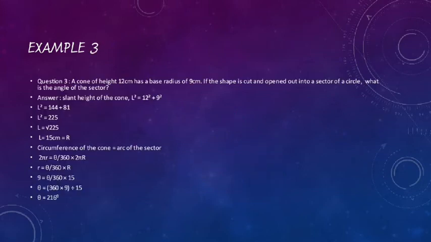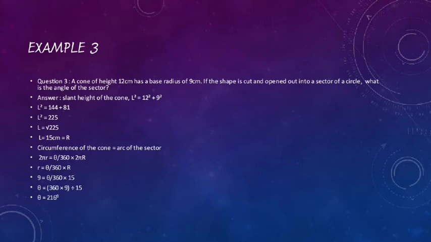Example 3. Question 3 now. A cone of height 12 centimeters has a base radius of 9 centimeters. If the shape is cut and opened out into a sector of a circle, what is the angle of the sector? Remember that the slant height of the cone is given as l squared equals h squared plus r squared. Our height is given as 12 and the base radius is given as 9. Then if you substitute the values, what do we have our slant height to be?